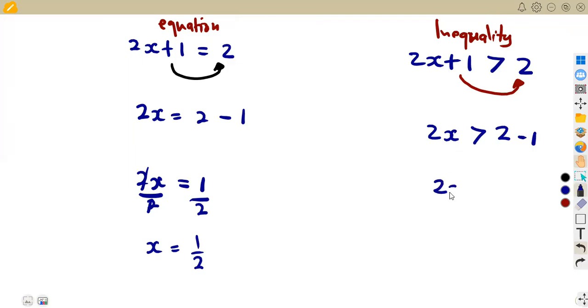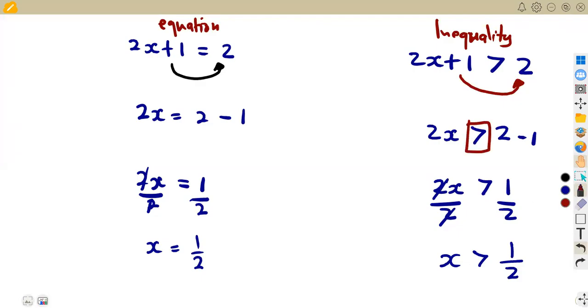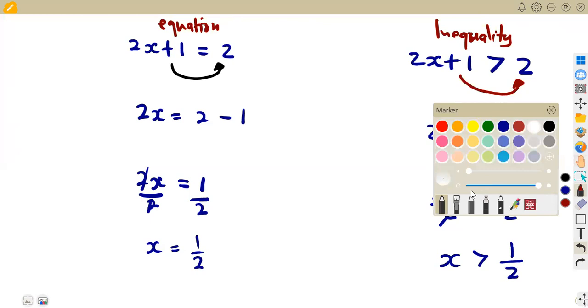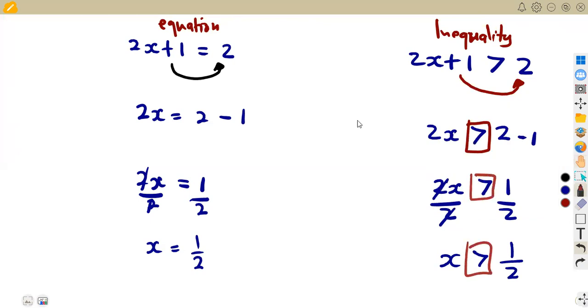So this will be 2x is greater than 2 minus 1, that's a 1. We divide by 2, we divide by 2. Also, it does not change anything because we are dividing by a positive. The inequality sign is going to remain as it is throughout. You do not change anything.